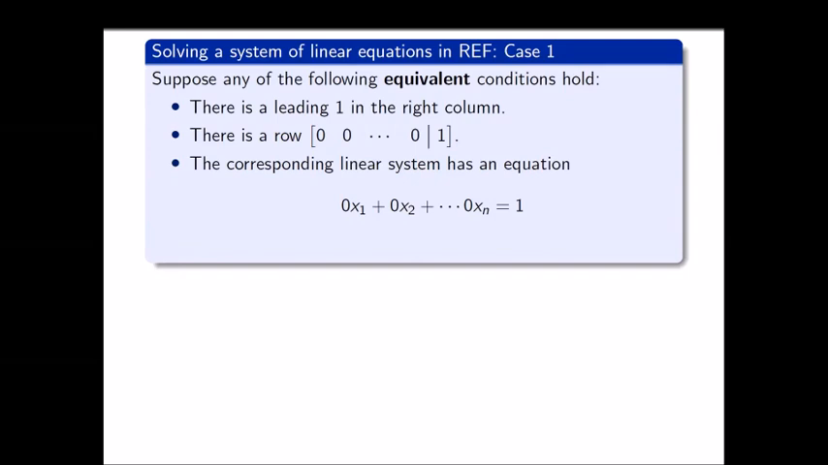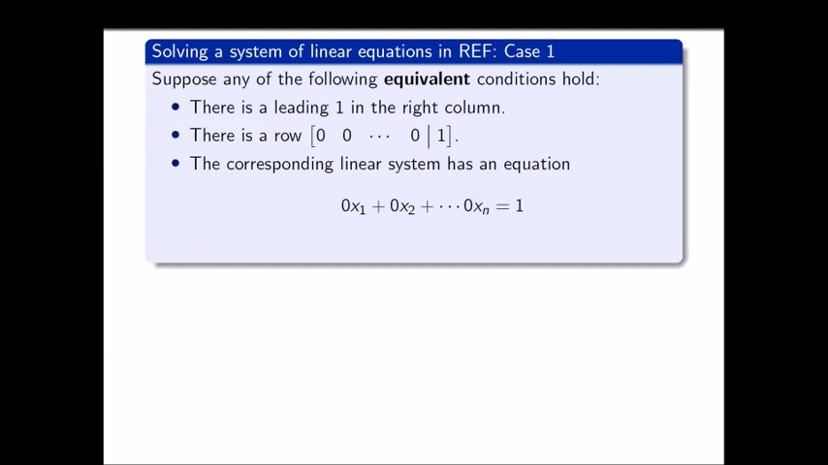So let's say we have a system where one of the conditions holds. All three conditions are equivalent, and if one of them is satisfied, the other two are as well. The three equivalent conditions are as follows: one, there is a leading one in the right column of the augmented matrix. In other words, the column that corresponds to the constant terms in the augmented matrix.